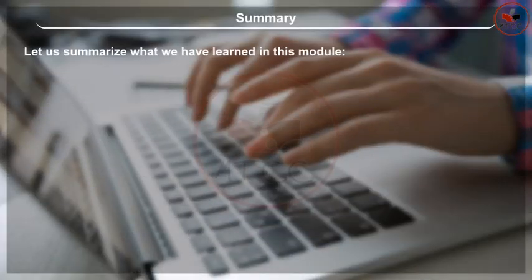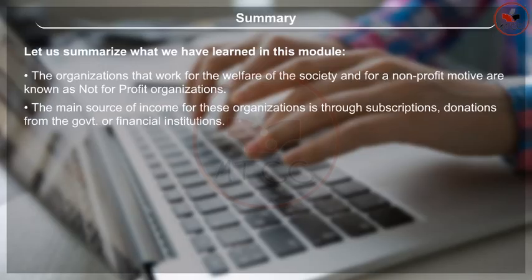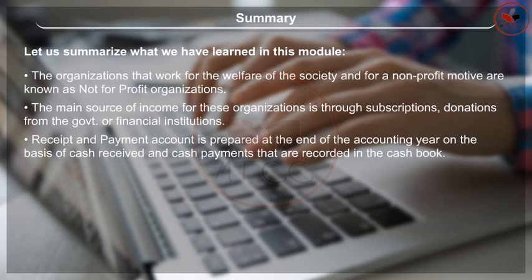Summary. Let us summarize what we have learned in this module. The organizations that work for the welfare of society and for a non-profit motive are known as not-for-profit organizations. The main source of income for these organizations is through subscriptions and donations from the government or financial institutions. Receipt and payment account is prepared at the end of the accounting year on the basis of cash received and cash payments that are recorded in the cash book.